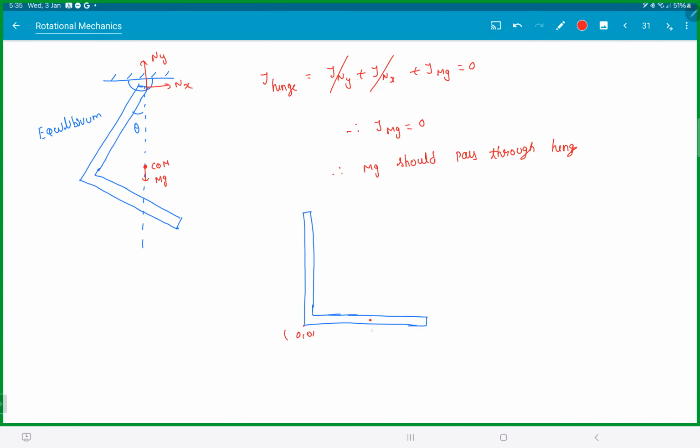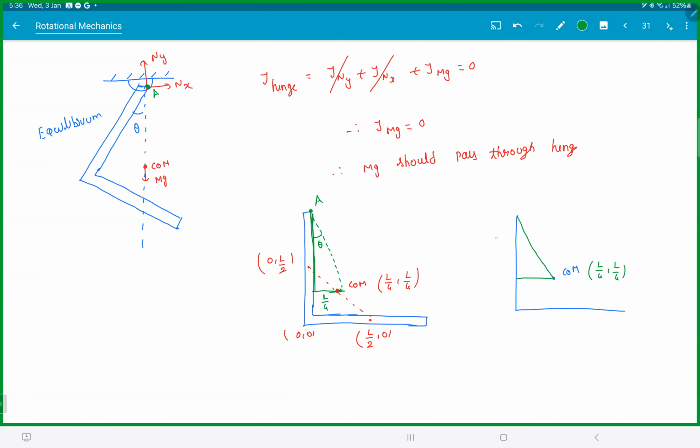So this was the point of suspension. And if I draw a line till here, you're asking me this theta. So this length will be L by 4, and this vertical length will be 3L by 4. If you just draw the line, this is how it would look. This is L by 4, comma L by 4. So this is 3L by 4, and this is L by 4, and this is theta. Tan theta is 1 by 3. Check.